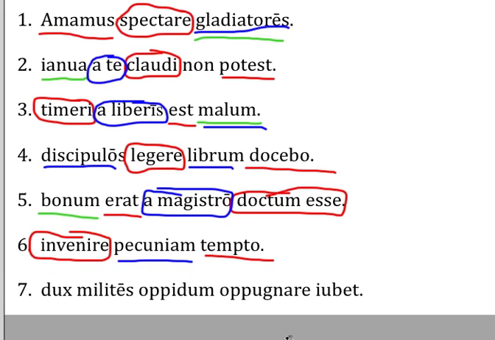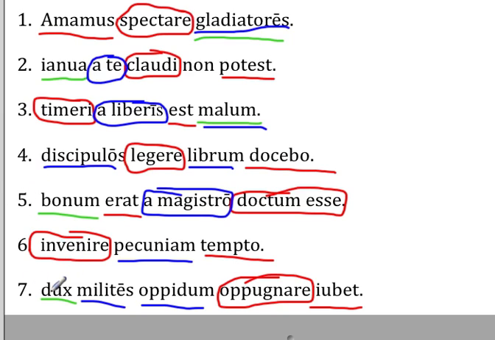Number 7. We've got a main verb of iubet. We've got an infinitive of oppugnare. We've got a nominative of dux, which is singular nominative, which matches our singular subject implied by the verb. So that works. We've got milites in the accusative and oppidum in the accusative. What? Two accusatives? Maybe this is another instance where we're going to go accusative, infinitive, accusative. I don't know. We'll see.